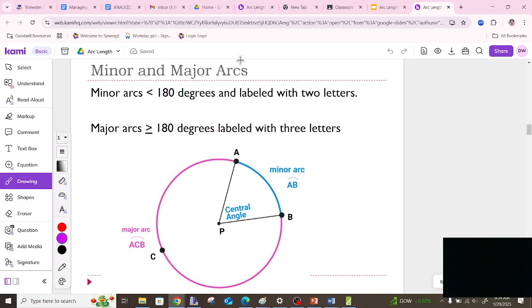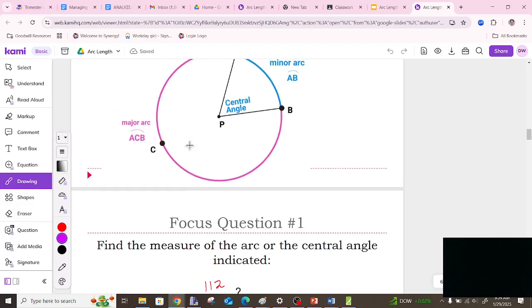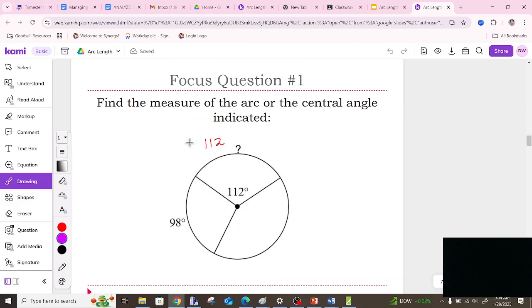And really, we only have this lesson, and then I'm going to give you the review for the test tomorrow. Okay. So we know that if this is 112, this is 112 because they're central angles, right? That's something we covered in the do now.